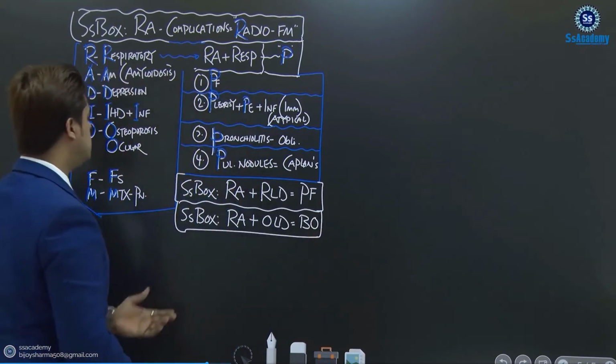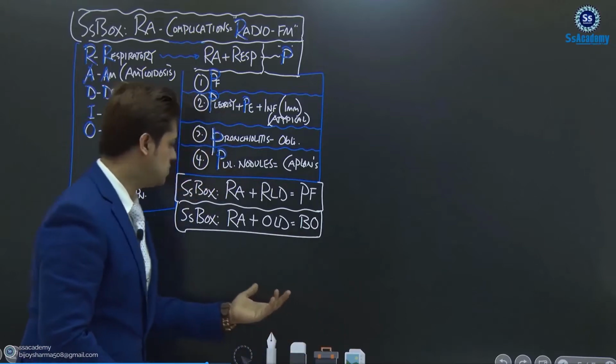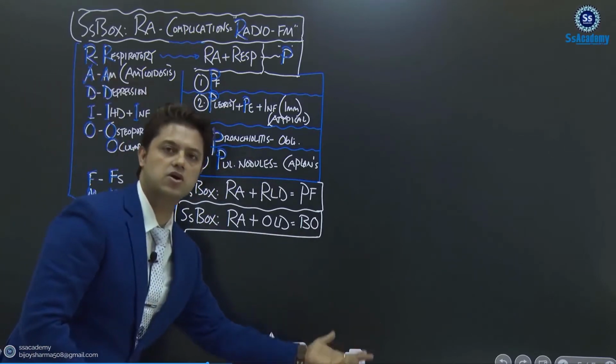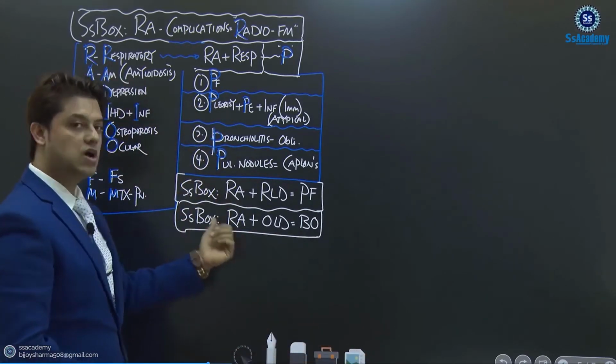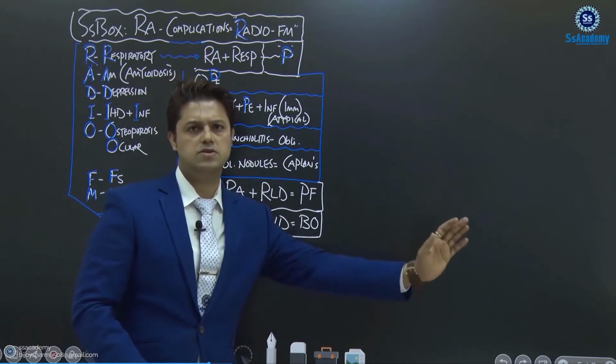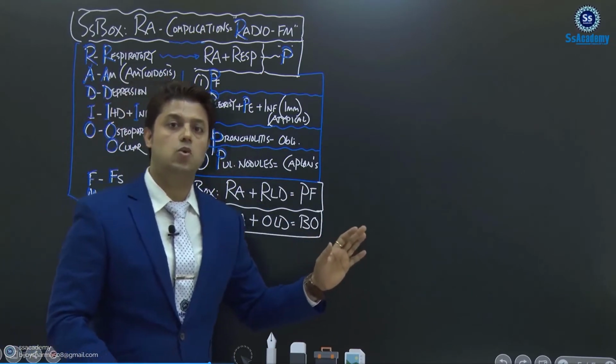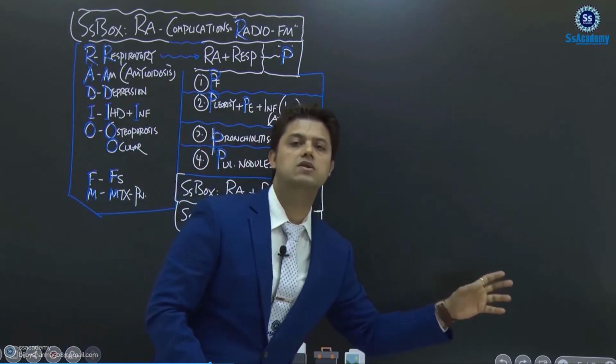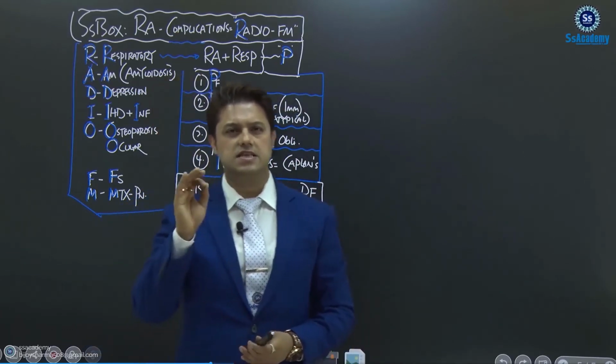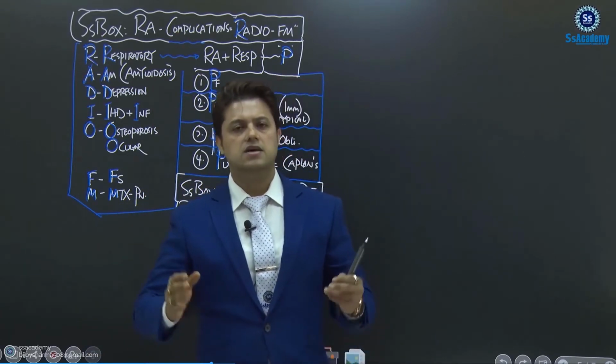Yes, my dear. What I said? Bronchiolitis obliterans. So once again, rheumatoid arthritis with OLD is bronchiolitis obliterans. So rheumatoid arthritis with RLD is pulmonary fibrosis, and rheumatoid arthritis with OLD, obstructive lung defect, is bronchiolitis obliterans. A single tip that I'd like to add, my dear.